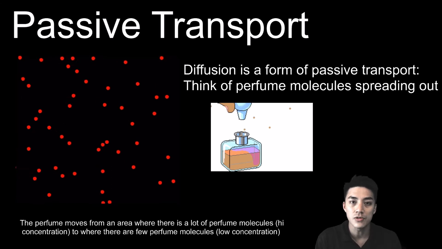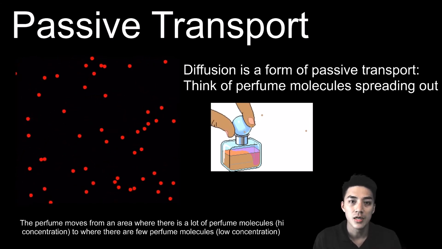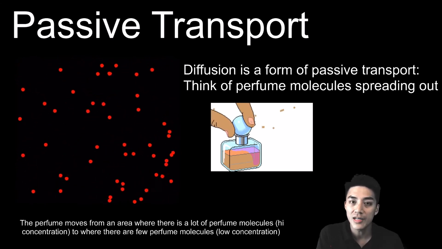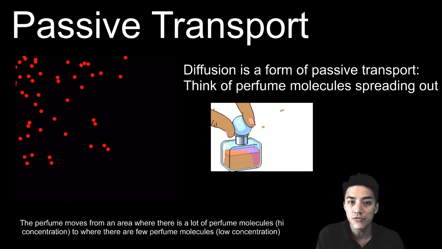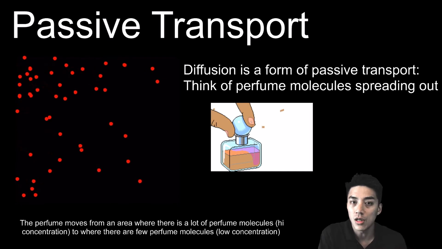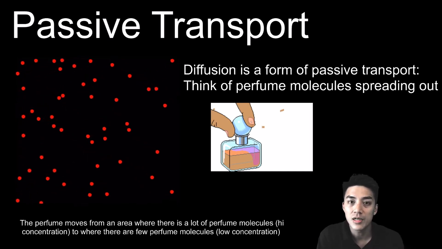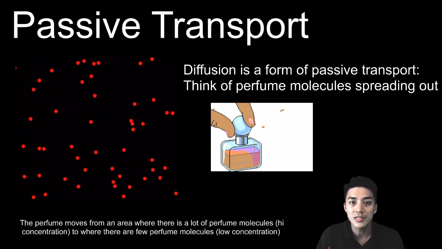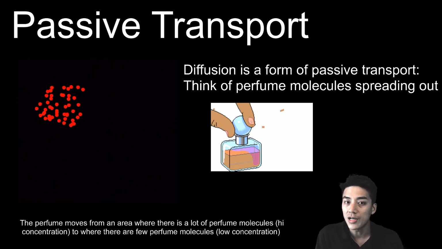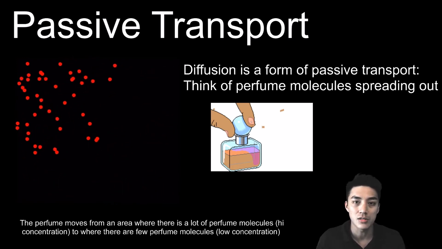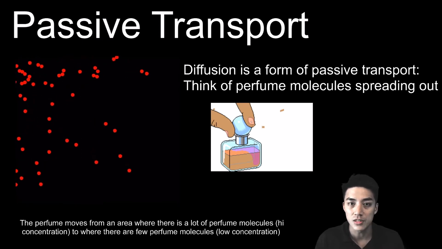This is known as diffusion, and in diffusion, molecules move from an area of high concentration to an area of low concentration. So the perfume molecules start where there's a lot of perfume molecules all surrounding it, and eventually over time it dissipates, it goes into the next room, it's spreading out. So it's moving from high concentration to low concentration, and that is known as diffusion.